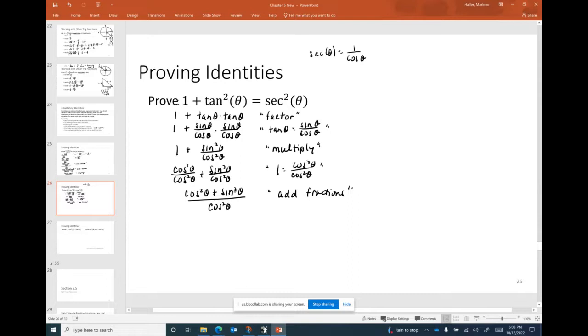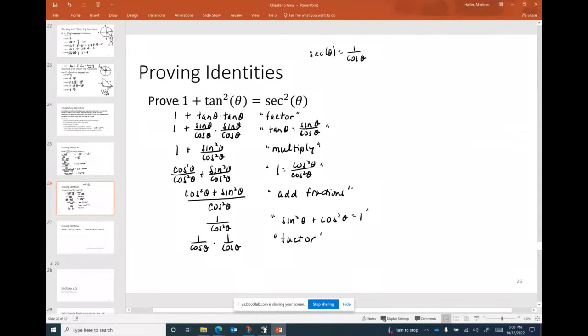Well, how can I get that numerator to be a 1? The Pythagorean identity, right? Remember that? Sine squared plus cosine squared, or cosine squared plus sine squared, since addition is commutative. Sine squared plus cosine squared equals 1. So I can rewrite that whole numerator as just 1 over cosine squared. Now I don't have an identity for cosine squared, so I'm going to have to factor this again. This would become 1 over cosine times 1 over cosine.